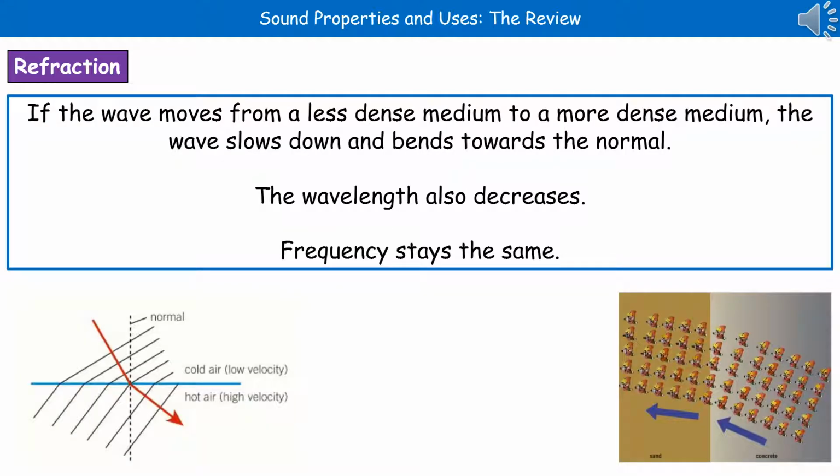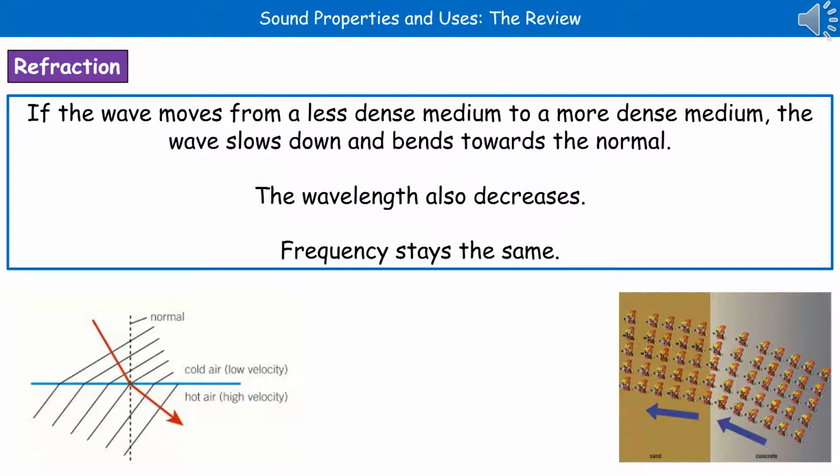So if we consider refraction in more detail, if our wave is moving from a less dense medium like air into a more dense medium like water, then the wave is going to slow down. As it does so, assuming it hits at an angle, it's going to bend towards the normal. Hopefully we remember that the normal is the line at 90 degrees to the surface. As a result of this, the wave is going to bend.